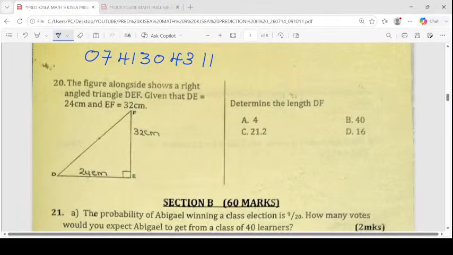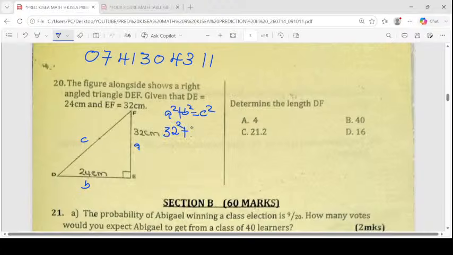Question number 20. The figure alongside shows a right angled triangle DEF, given that DE is 24 centimeters and EF is 32 centimeters. Determine the length of DF. The length of DF. If this is A, this is B, I call this one C. Pythagoras theorem says A squared plus B squared is equal to C squared. My A squared can be 32 squared plus B, which is 24 squared. This should give me c squared.